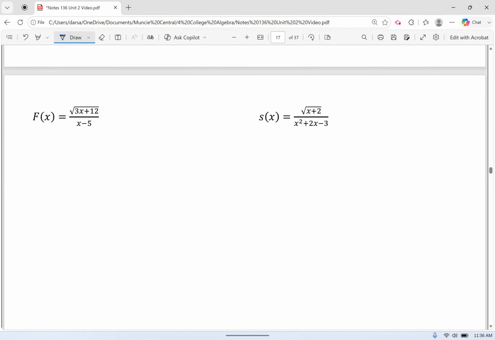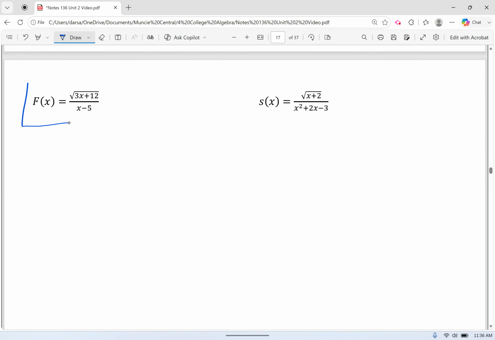These are the kinds of questions you're going to see because what do you see with big F of x here? Is there an x under the square root? Yes, there is. Is there also an x in the denominator? Yes, there is. Teachers love this kind of question because we get to test both things in one problem. So you have to use both rules.